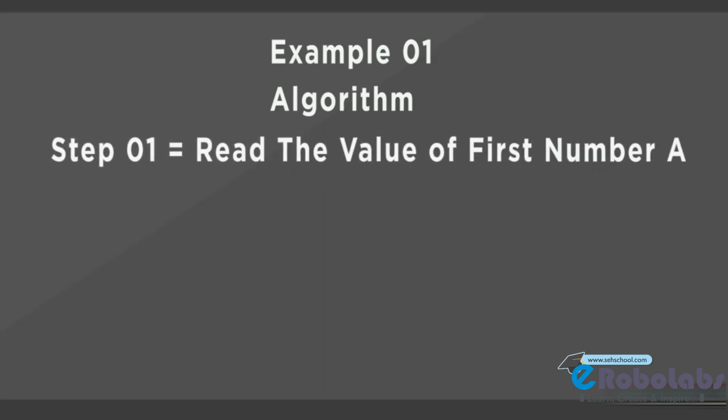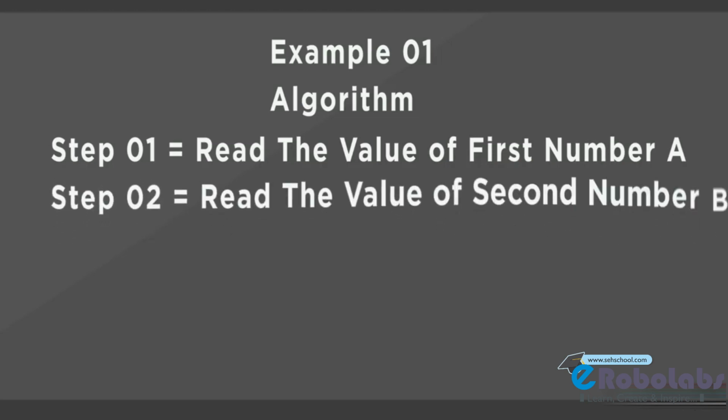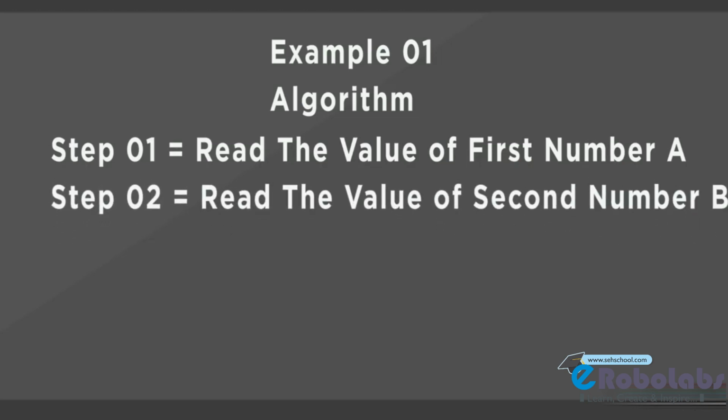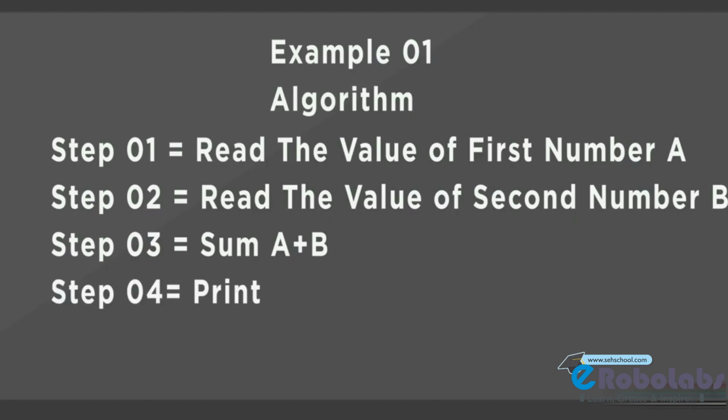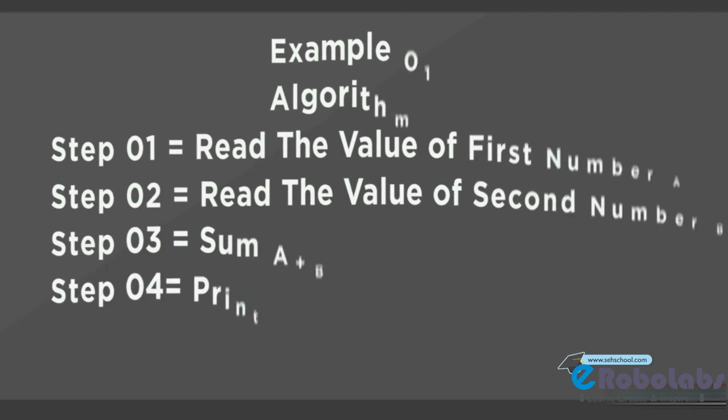Step 1. Read the value of first number as A. Step 2. Read the value of second number as B. Step 3. Add first number with second number as sum equals A plus B. Step 4. Print sum. Flowchart.